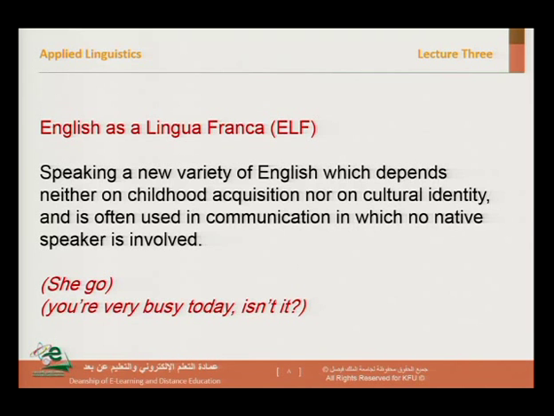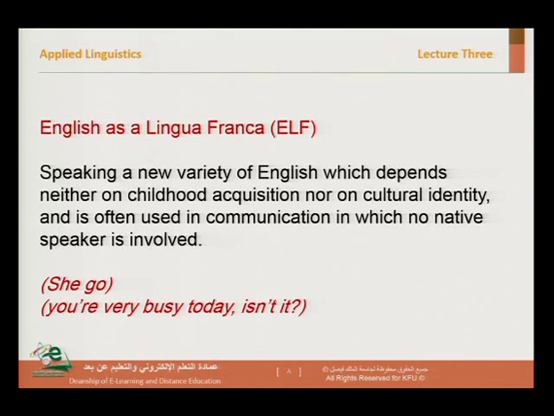So it is a new kind of language. It is English, but it is a new structure of English, or you invent a new vocabulary in English, which you have not acquired through your childhood, nor in cultural identity. But it is used in communication between non-native speakers.